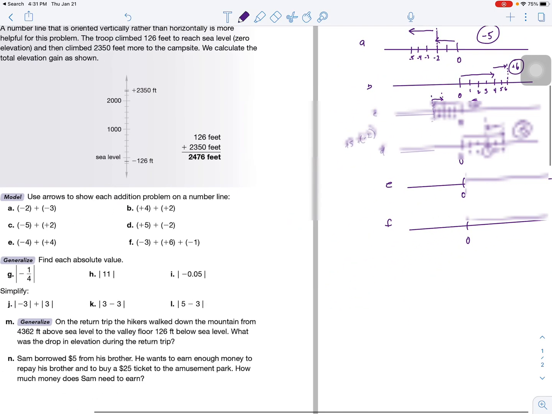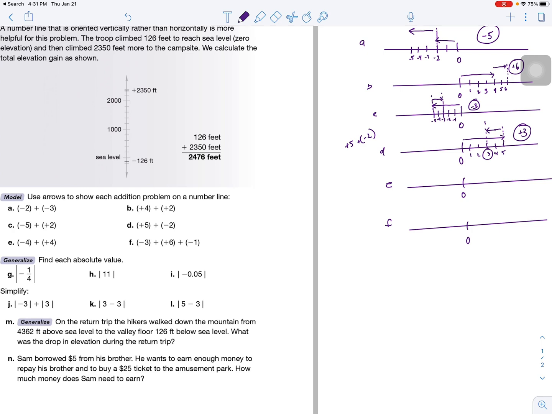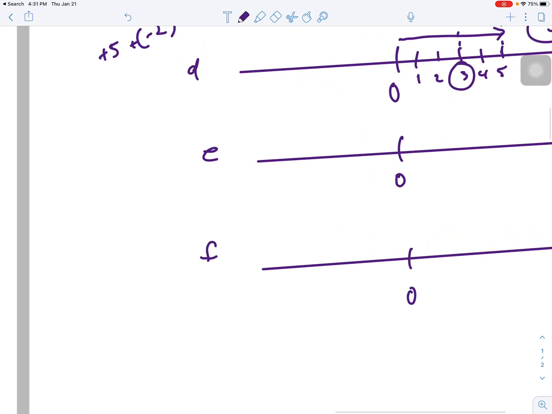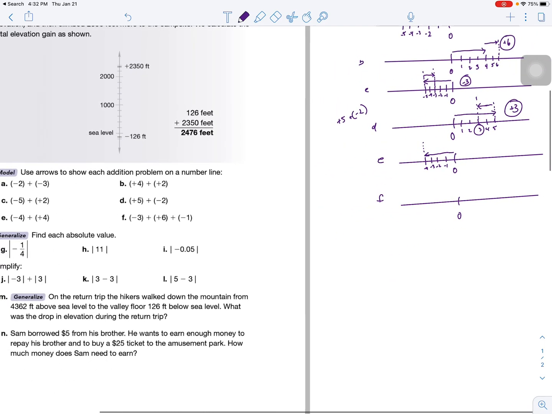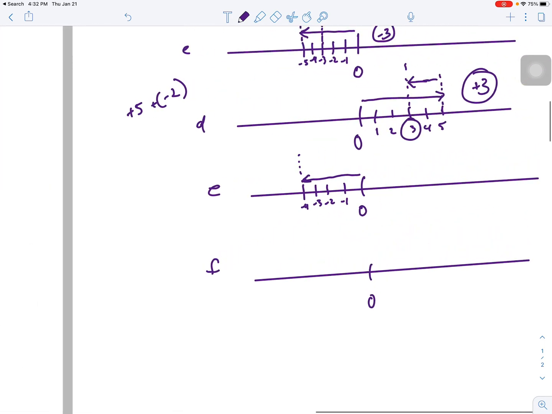All right, E says negative 4 plus positive 4. So we go the negative direction. We go 1, 2, 3, 4. Negative 1, negative 2, negative 3, negative 4. So we draw our arrow there. That brings us that far. And then what does it say on E there? It says then we're going to add a positive 4. So positive 4 goes this way. 1, 2, 3, 4. So our answer is 0.